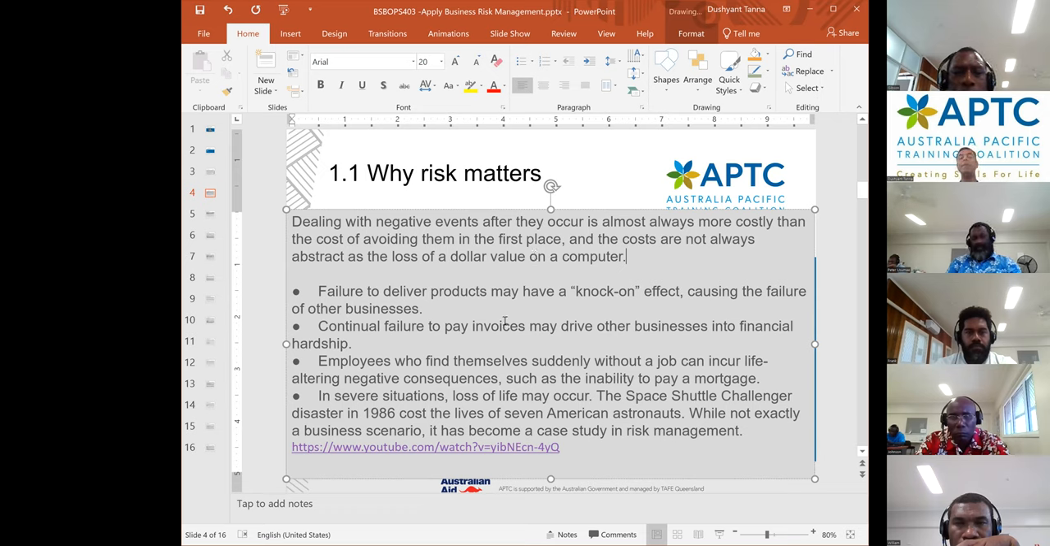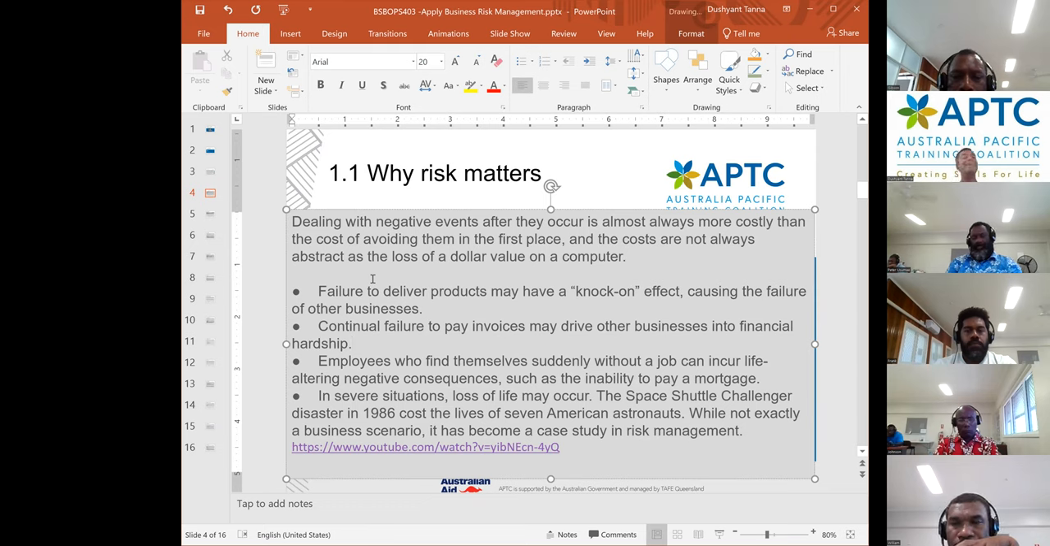Failure to deliver product may have a knock-on effect causing the failure of the business. Continual failure to pay up invoices may draw other businesses into financial hardship. You have bought something from some business. Obviously, they will ask for money for it. You say, oh, sorry, I'm having a hard time. I didn't get my money. We are in loss. I'll pay you after 3 months. So they will face a hard time. And if this continues, then the whole economic cycle will get disrupted.